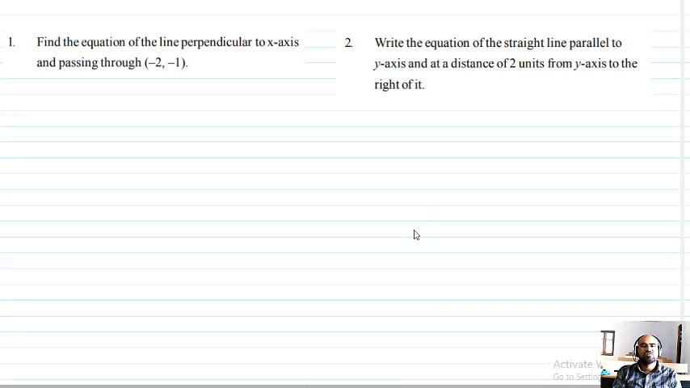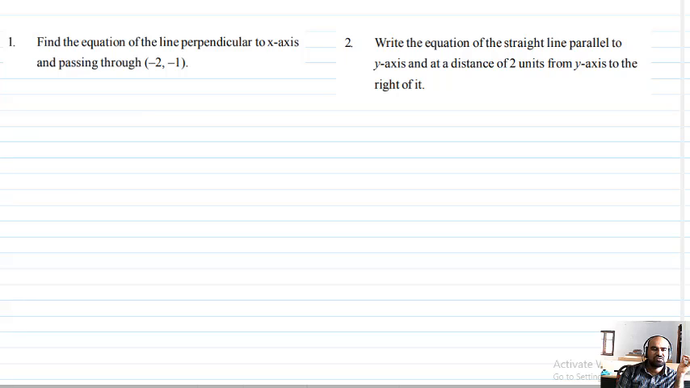Hello students, this is the fifth part of straight lines. Today I am going to explain problems based on our previous concept, that is, problems based on different types of straight lines. Okay, today's first problem: find the equation of the line perpendicular to the x-axis and passing through (-2, -1).